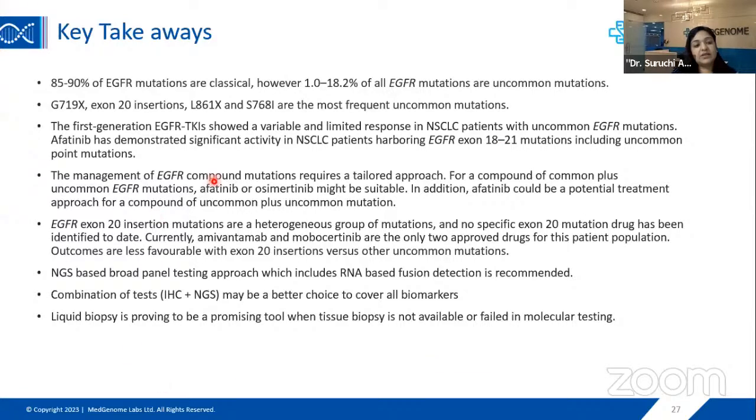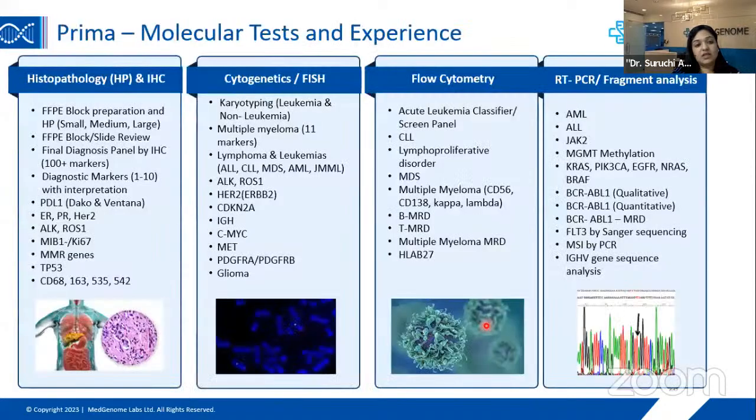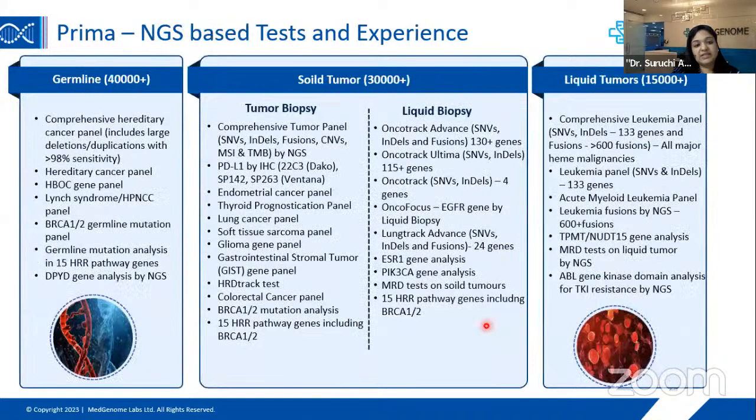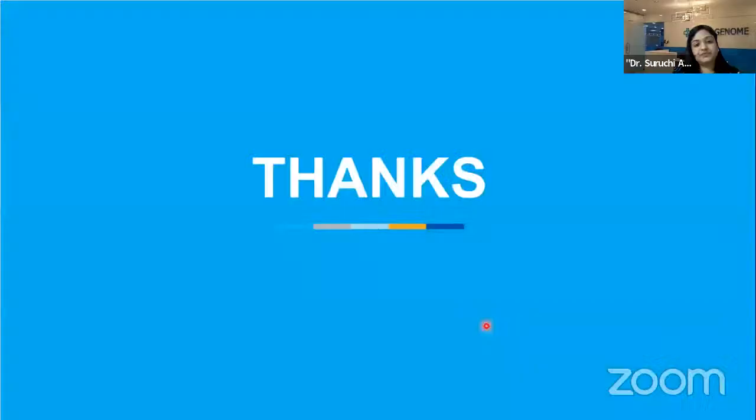So key takeaways: EGFR mutations are mostly classical, 90%. However, about 10 to 20% of EGFR mutations would be uncommon. And NGS-based broad panel testing approach, which includes RNA-based fusion detection, is recommended as a molecular testing approach. Combination of tests, IHC plus NGS, may be a better choice to cover all biomarkers. And liquid biopsy is proving to be a promising tool when tissue biopsy is not available or failed in molecular testing. So these are some of the tests that we offer. Thank you.